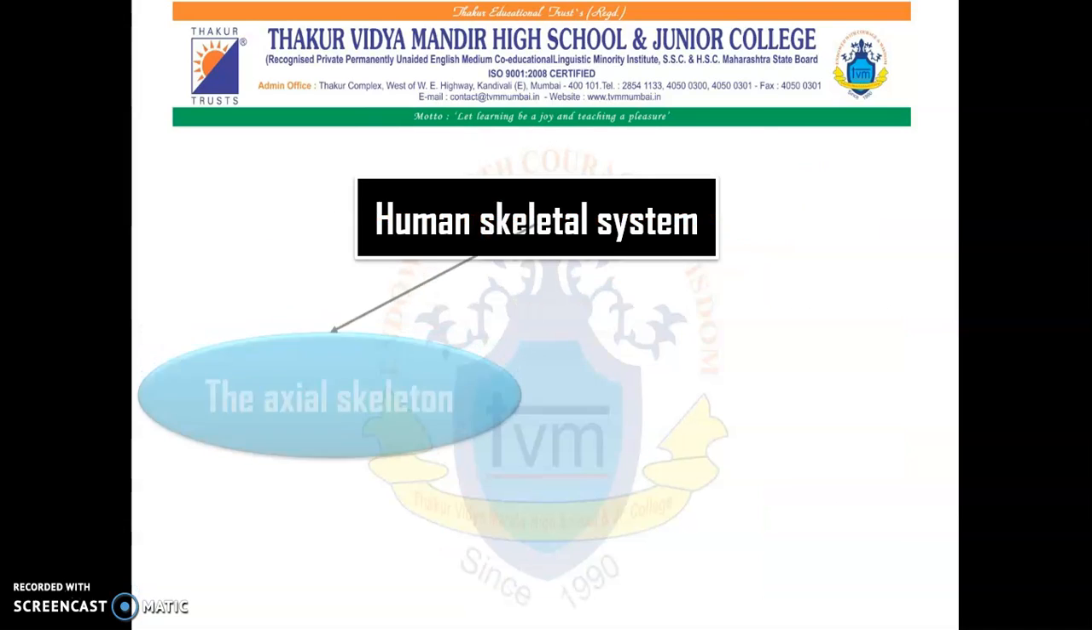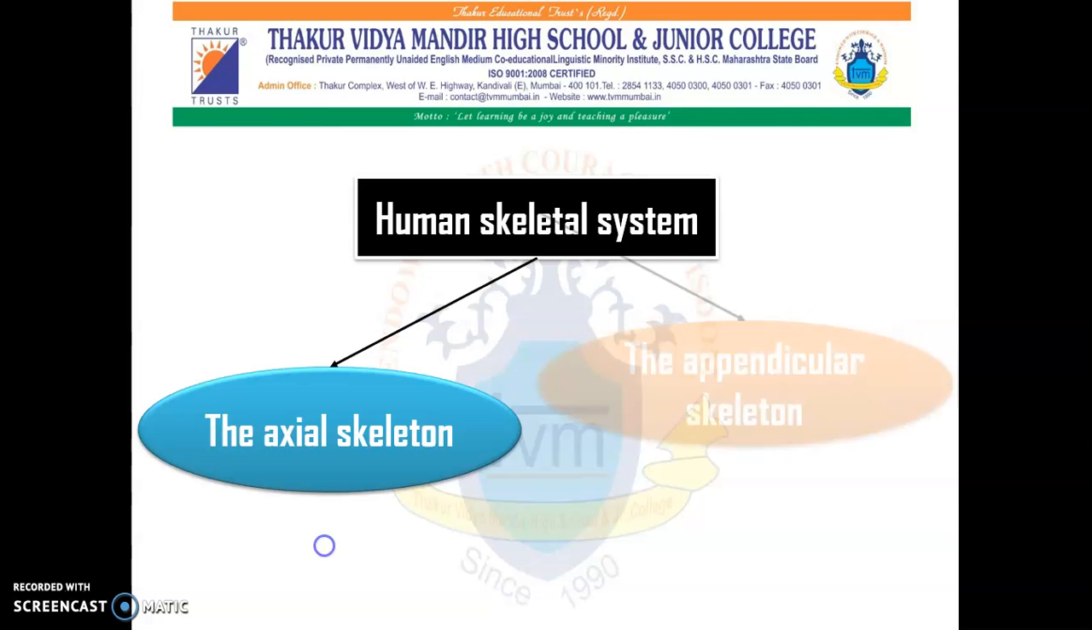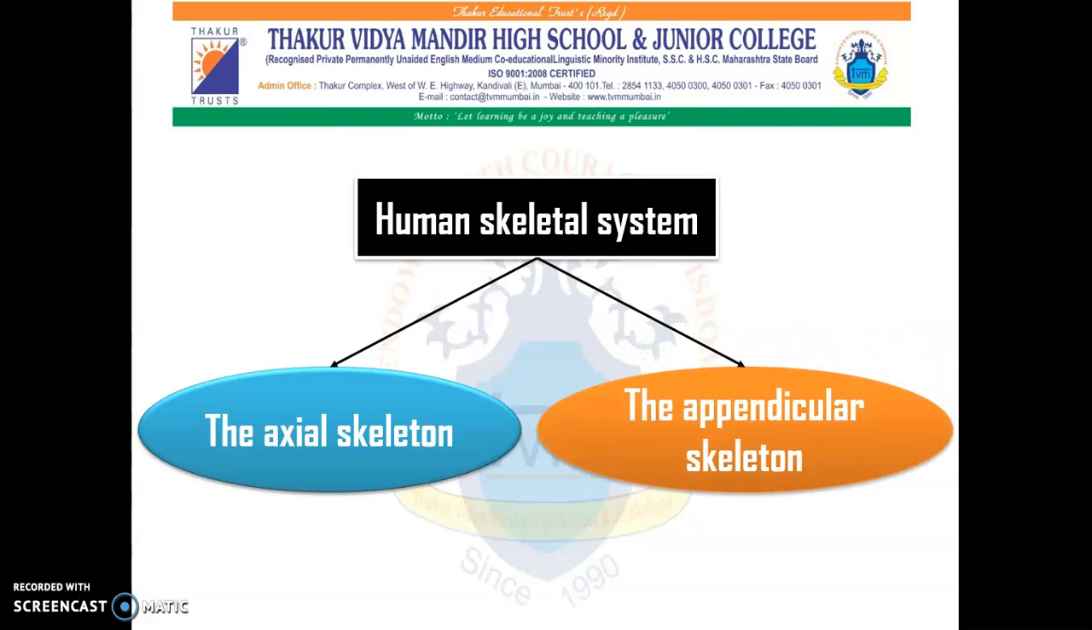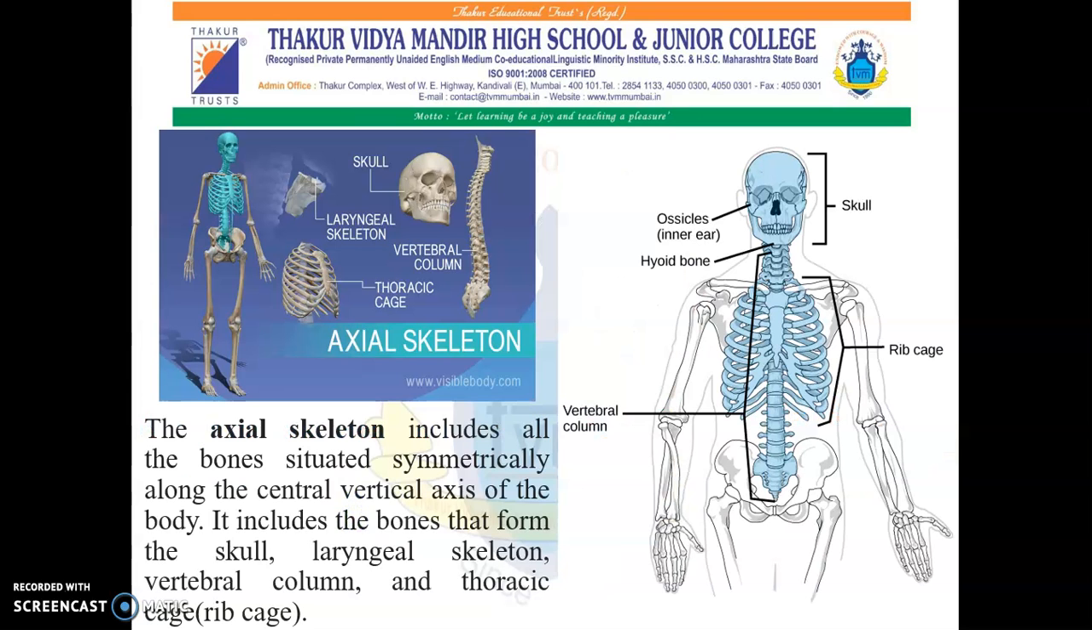Human skeletal system is divided into two parts, axial skeleton and appendicular skeleton. Let us understand both these skeletons. Axial skeleton. It includes all the bones situated symmetrically along the central vertical axis of the body. Over here in this picture, you can see this is the central vertical axis, which is dividing the entire skeleton into two equal halves. So the bones that are situated symmetrically along this axis will come under the category of axial skeleton.